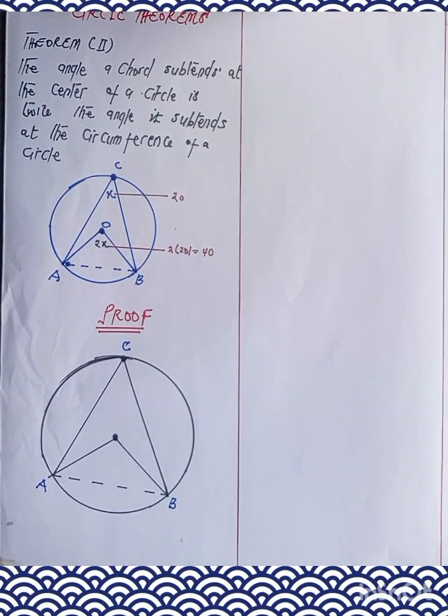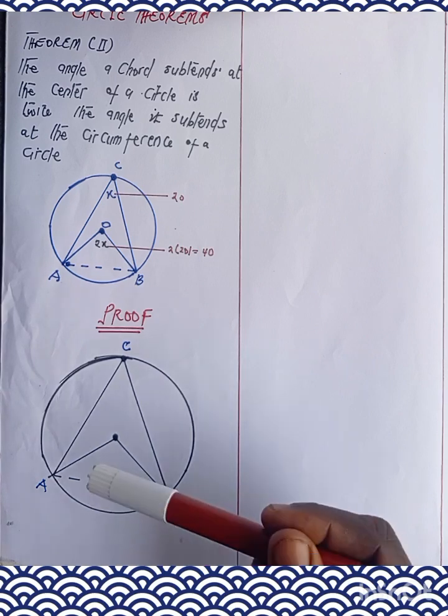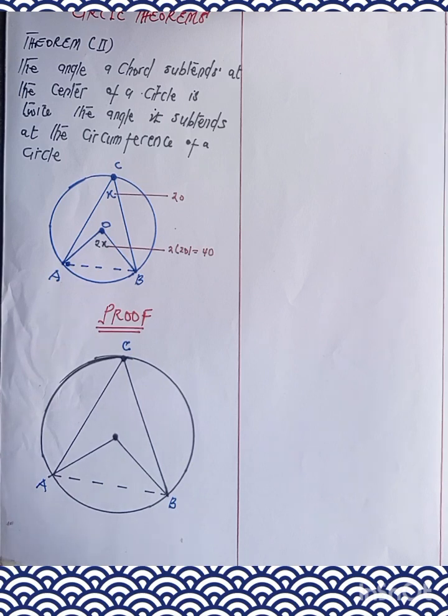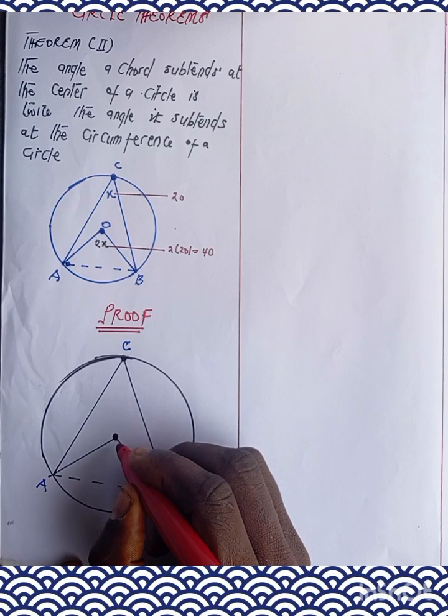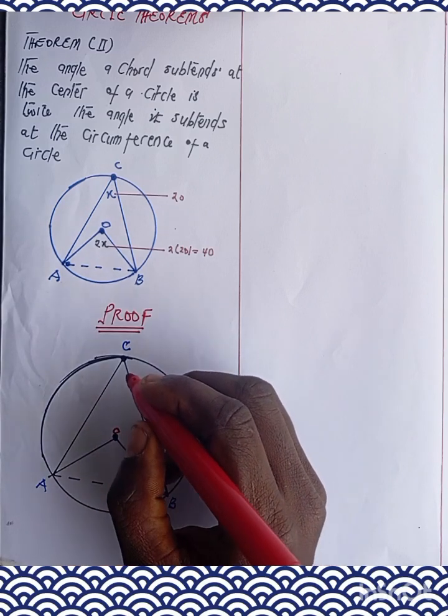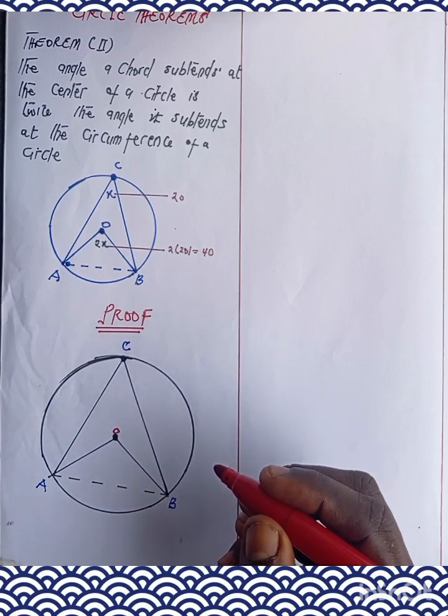So let's look at the proof. This is the diagram of the theorem. Now with this very diagram, we can decide to draw a line from C to the center, which is O. So let's draw a line from C to O.